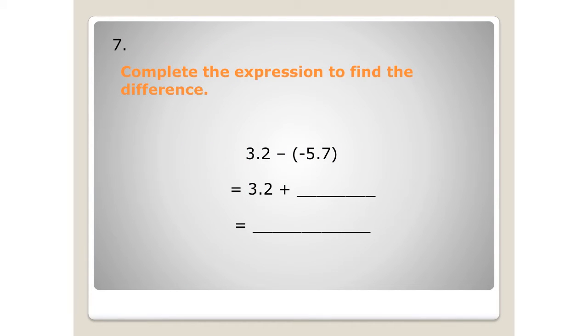Let's go to question 7. Complete the expression to find the difference. This question is guiding you through the process of changing your subtraction sign into an addition. And that's done by adding the opposite, or what we've done in previous lessons that we call leave, change, change, where our subtraction sign gets changed and the following number gets changed. 3.2, the minus changes to a plus, and the negative 5.7 changes to positive 5.7. Now, add our two numbers together, and we have 8 and 9/10.